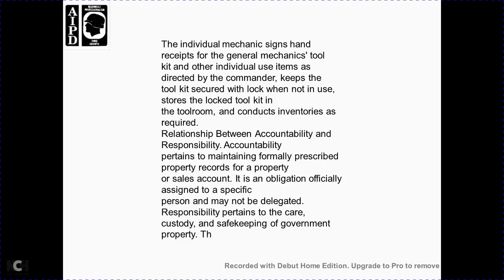Conduct the inventory with the required relationship between accountability and responsibility, pertaining to the maintained format of the prescribed property record for the property sale account. The obligation officially assigned to a specific person may not be delegated to the responsible party, pertaining to the care, custody, and safeguarding of the property.